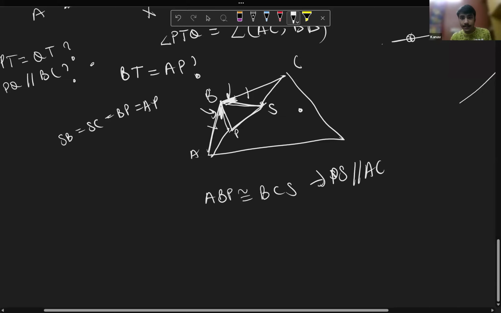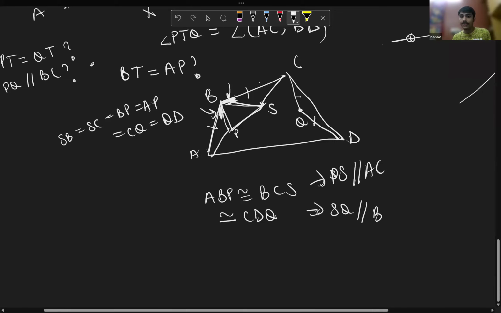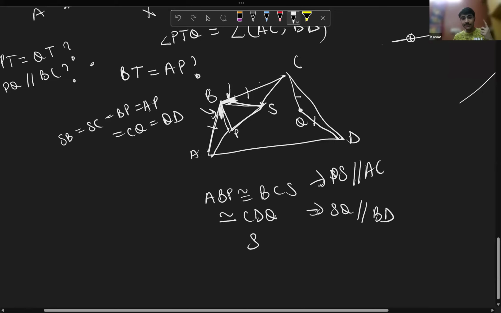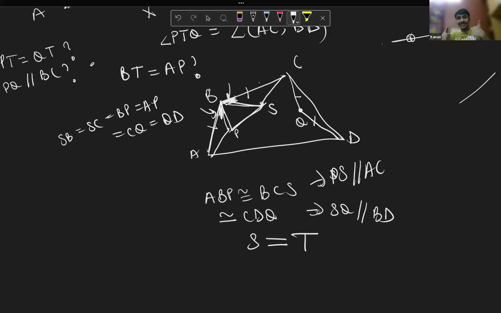Now we can do the same here. We had a point Q, we had D, CQ is QD, and CQ was also equal to BP as well. So again, we have the congruence. This is also congruent to CDQ, and this again implies SQ is also parallel to PD. Right? The intersection of two lines that are parallel to two given lines is always one point. So S must be T. And we wanted to show that BT is TC. We literally constructed S so that BS is SC. Right?